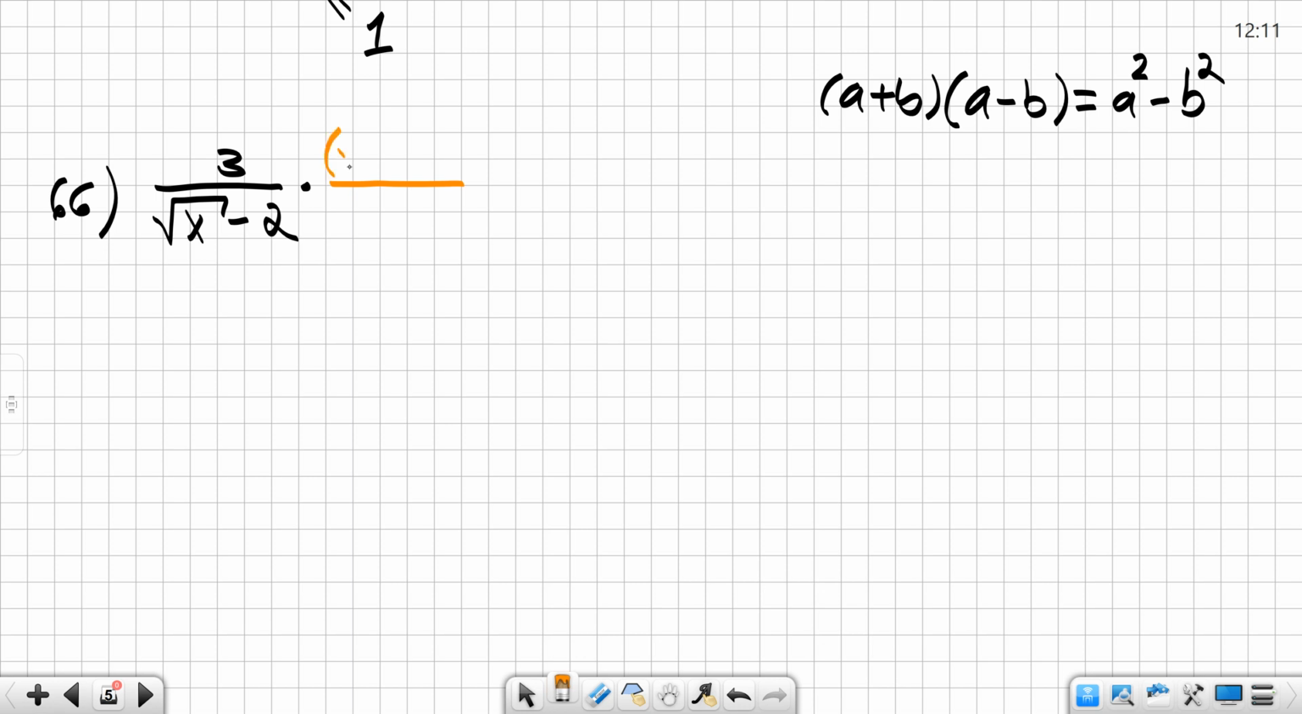The most common mistake is that students are doing this. They are multiplying it with the square root of x minus 2 divided by itself. This is not going to work because at that moment your signs inside there will be the same. So what I have to do is choose the opposite sign of whatever sign you have down here. The square root of x plus 2 is called the conjugate.